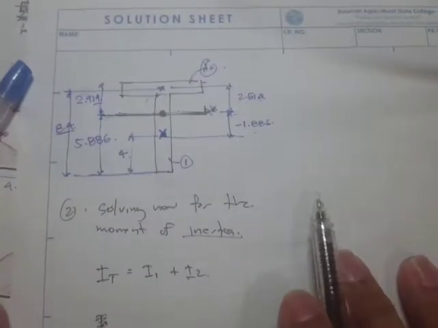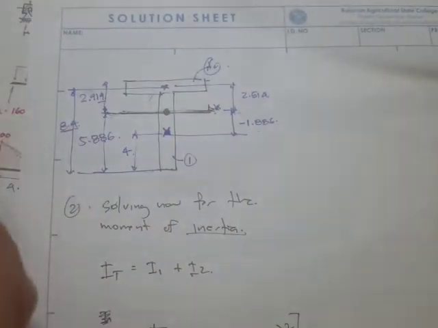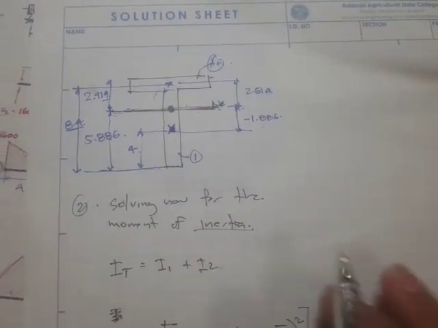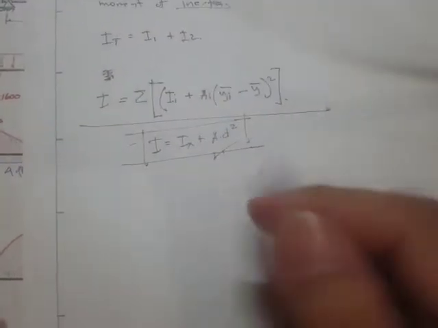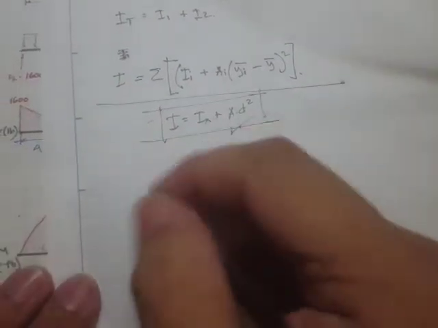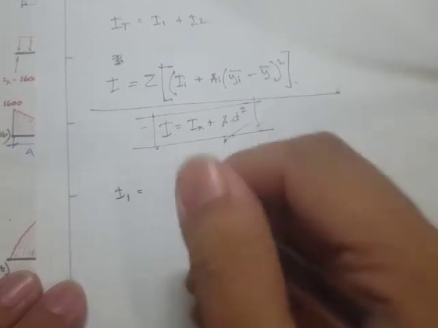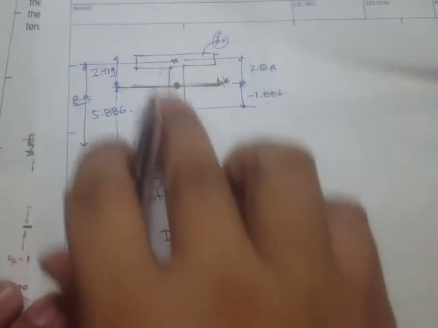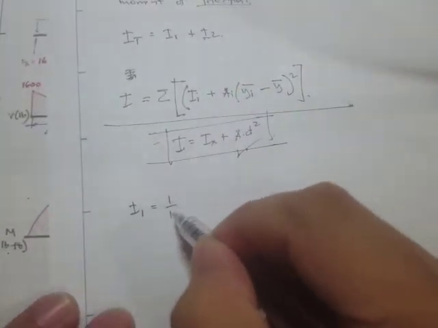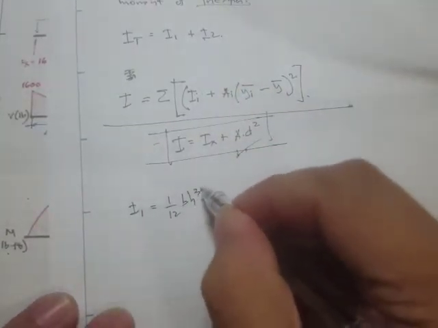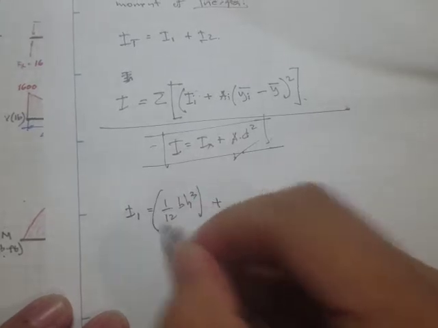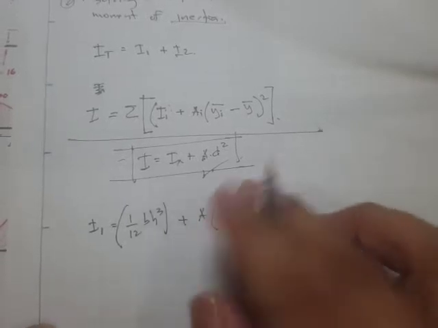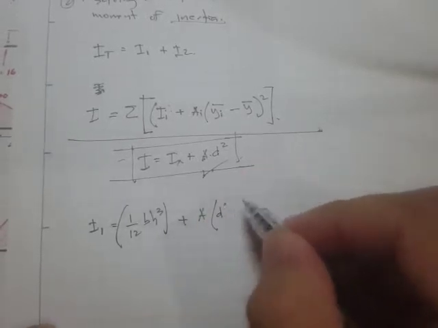Or in terms of a graph, if you are convenient with it, then I think that's fine. Okay, so let's solve now. Let's continue. For our I sub 1, we have here the I sub x. Since it's a rectangular shape, it's just 1 over 12 base times h cubed plus, right, the area times the distance squared.